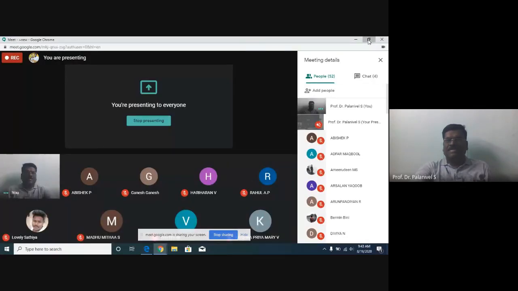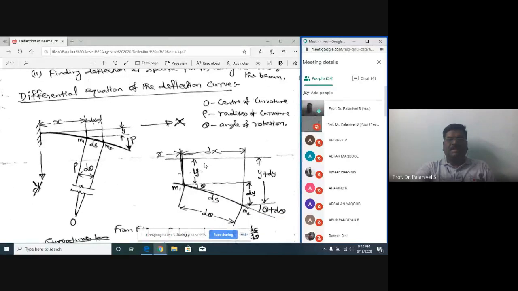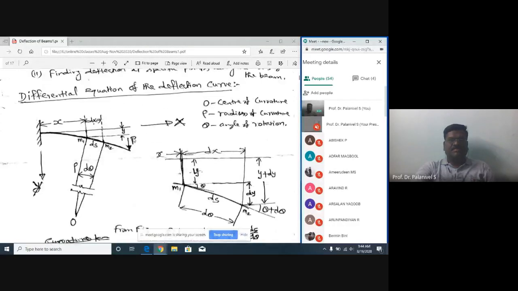In the mechanics of materials subject, the first unit is the differential equation of the deflection curve. A beam is bending due to the load acting on it. For example, we will consider a cantilever beam, which is subject to a point load at the free end. P, either P or W, you can use it. Here I usually use P in the discussion. Subject to a point load P at the free end, right?